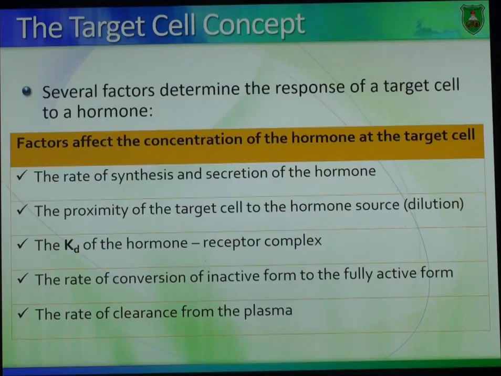The dissociation constant is also important. That is the affinity of the hormone to the receptor. Then we have the rate of converting the inactive hormone to the fully active form of that hormone. This is really an important factor as well. So you can have an inactive hormone, but if the enzyme or the process that converts this inactive hormone to the active form is deficient, then it's useless in that case. And finally, we have the rate of clearance from plasma.